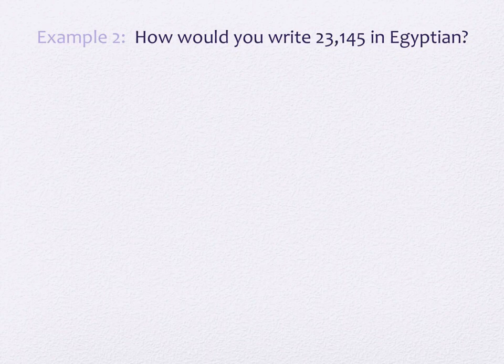So the 2 at the beginning is in the what values place for us? 10,000s. It's the 10,000s place. So what symbol do they have in the 10,000s place? The pointing finger. So how many pointing fingers am I going to draw? 2. You're going to draw 2 pointing fingers. Mine are terrible. 2 pointing fingers. The 3. What symbol is in that location? That one's my lotus flower. So how many lotus flowers do I need? 3 lotus flowers.